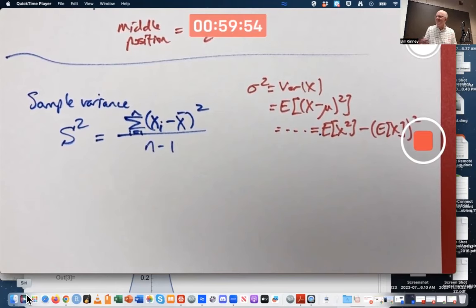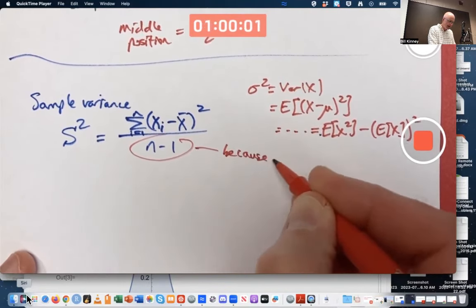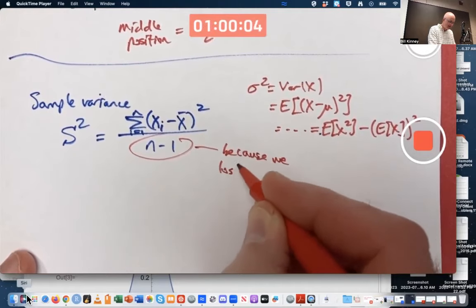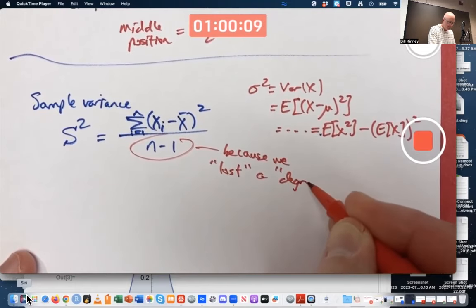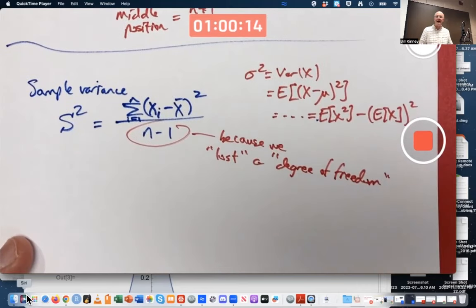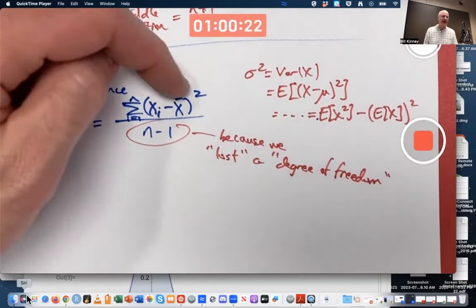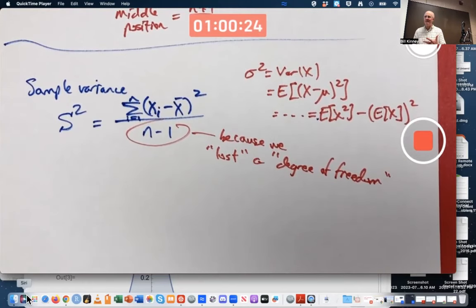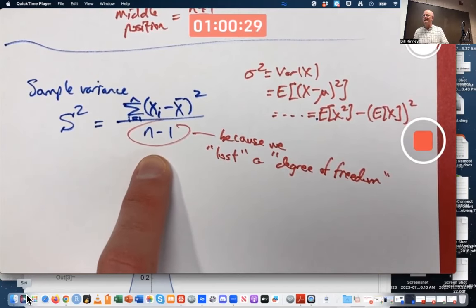What? We divide by n minus 1 instead of n because we lost, in quotes, a degree of freedom. What in the world does that mean? I don't want to explain it. Take it on faith. Replacing mu with X bar caused us to lose a degree of freedom. And because of that, the price we have to pay is we have to do this weird thing of dividing by n minus 1 instead of n.